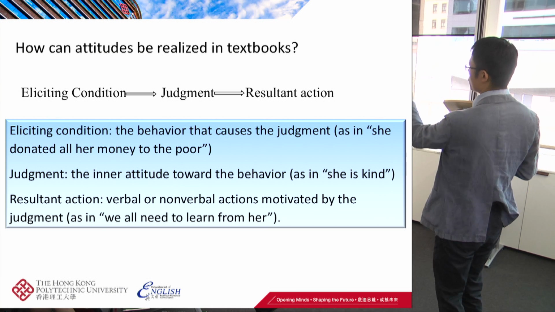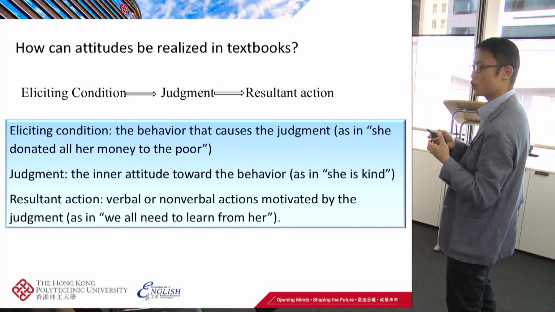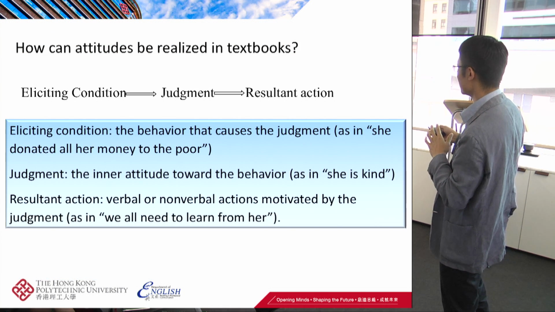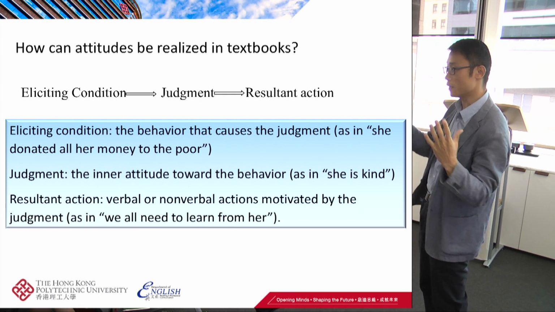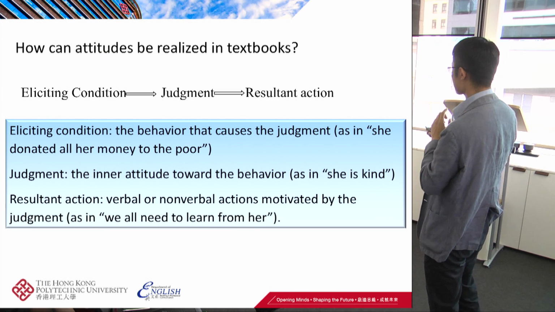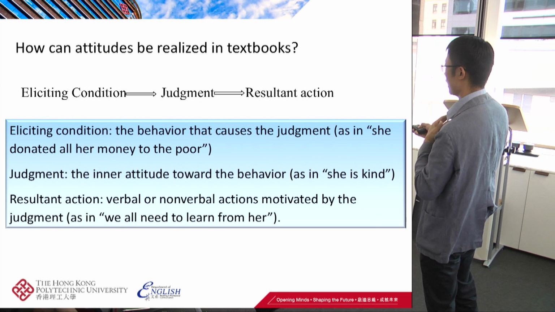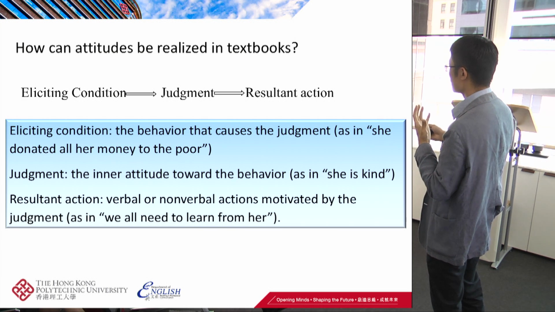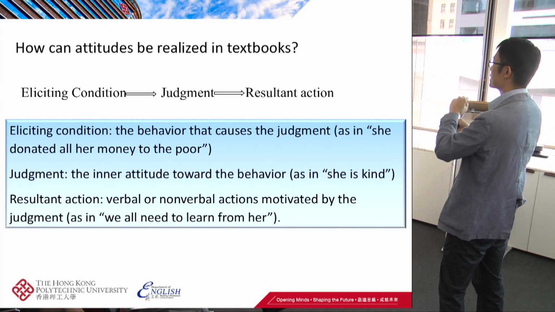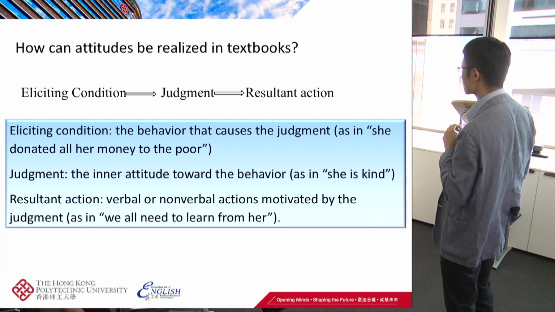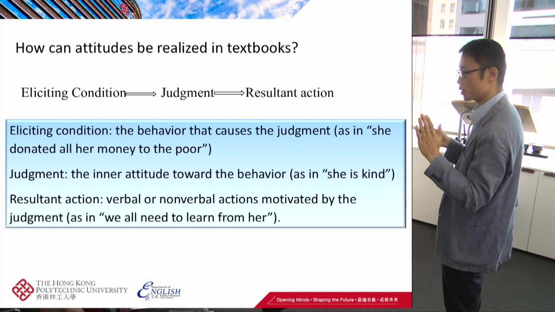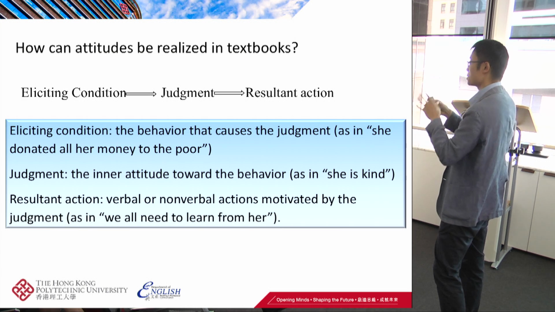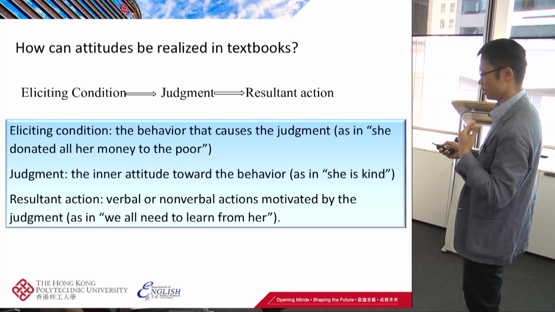Here I draw upon theories in cognitive psychology where they talk about attitude. Where do we get our emotions? That is from the appraisal of eliciting conditions. Okay, so eliciting conditions are the events that cause the attitude. So I have an example here. If you say she's kind, that is our attitude, that is her attribute, the value itself. But then that is elicited by a condition, for example, she donated all her money to the poor. And that then results in some action on our part, for example, we all need to learn from her. Okay, so it is a scenario where we have some events, you have some value judgment, and then you have some behavior resulting from that value judgment.